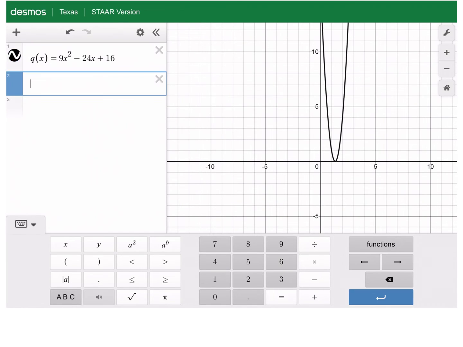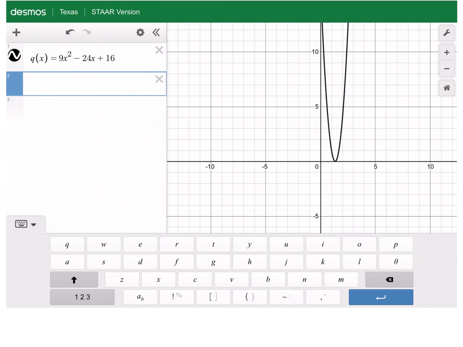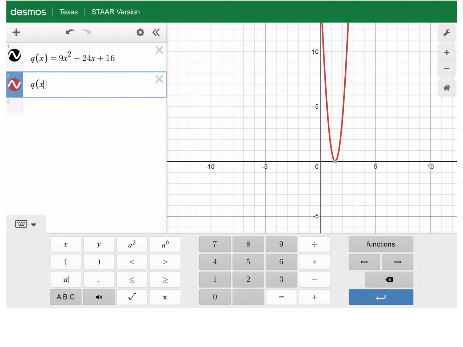So I'm going to type in the answer choice A, and it was q of x equals 9x minus 4 times x minus 4. So as you can see, these are two very different quadratics, so we know that one is not our answer. So I'm going to type in our next one, which is 3x plus 4, and that's squared. And this one's close, but it's not right on top of each other. So again, this would not be our answer.